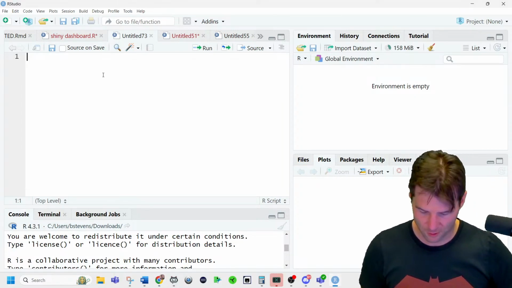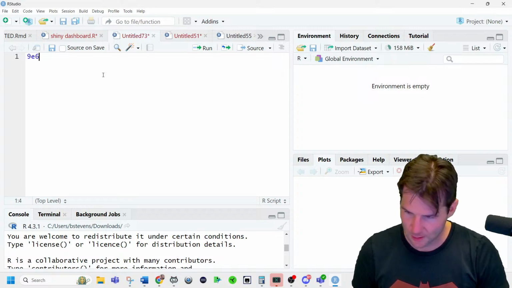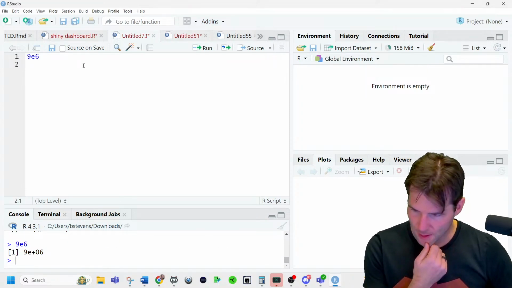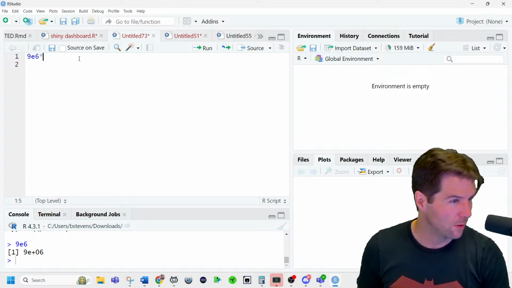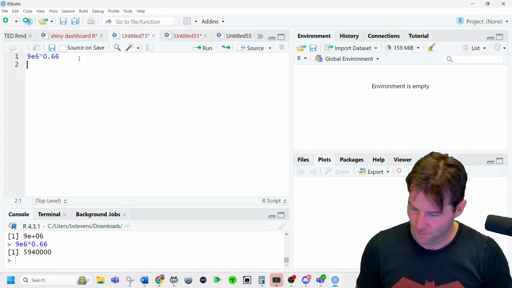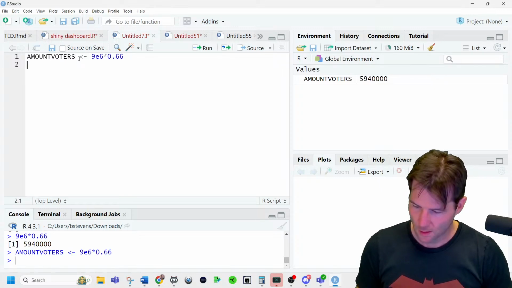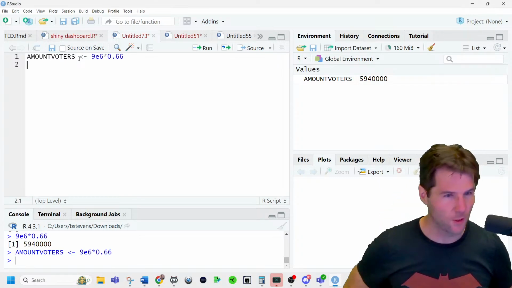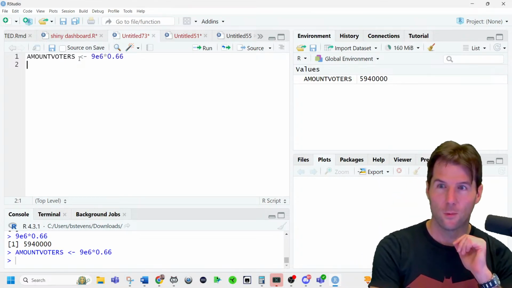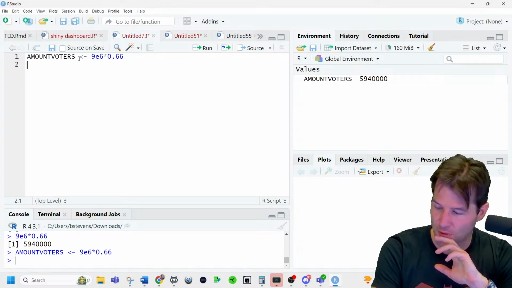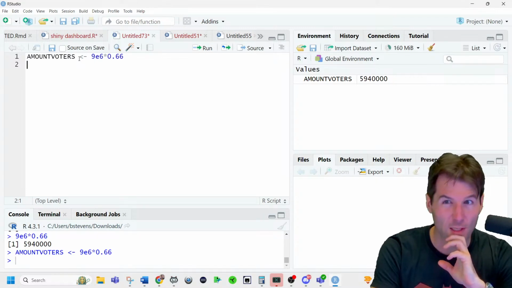66% of people vote, and there's about 9 million registered voters. So 9E6, that should be 9 million, and then 66% of them vote. So that's the amount of voters. My best estimate is about 6 million people in PA are going to vote, with 9 million registered voters out of the 13 million and 66% voting. So that's a good estimate right there.